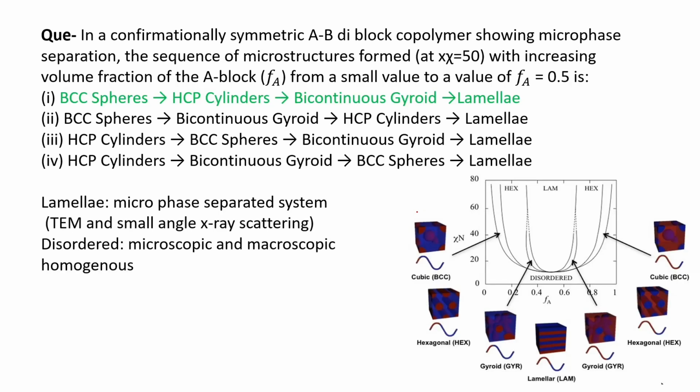So option A is correct, which is BCC spheres to HCP cylinders, then bicontinuous gyrates, and then lamella. What is happening is, from the volume fraction of 0 till 0.5, which is this, when we go, we get different structures, right? So first, if we see at 0.5, the lamella will be there, right?